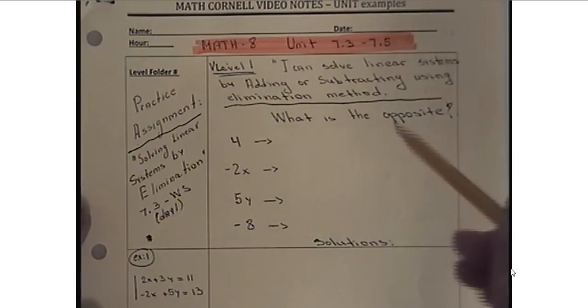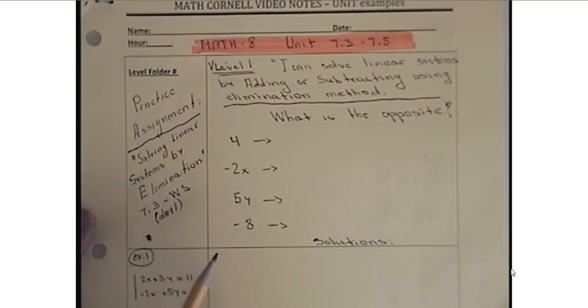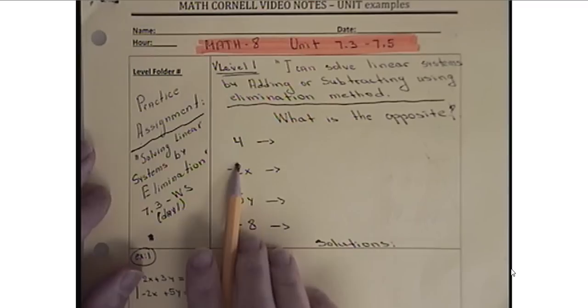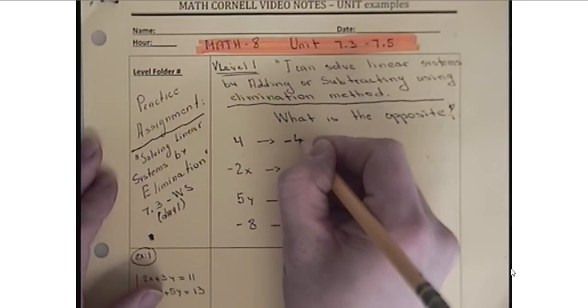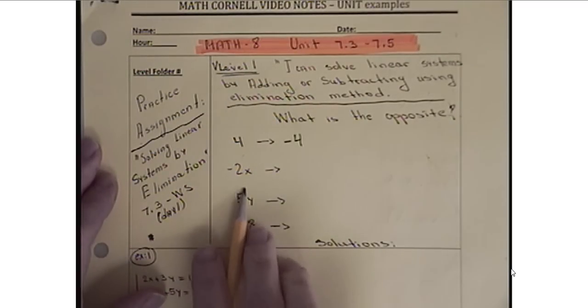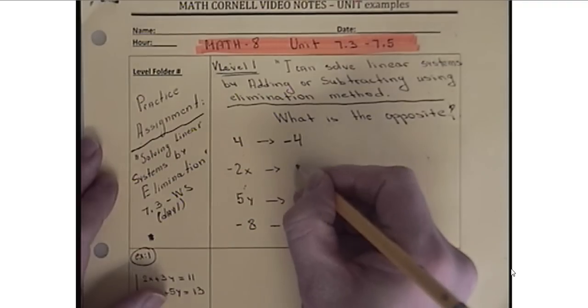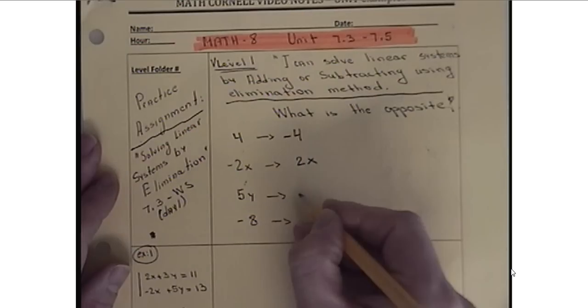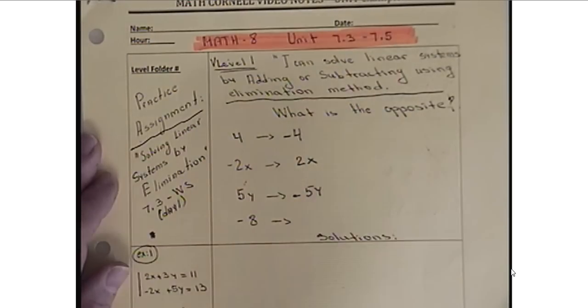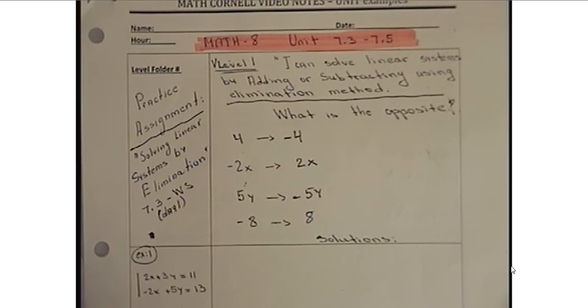So what is the opposite? We have given different terms, and you will say what the opposite of these terms will be. If I have positive 4, the opposite of positive 4 will be negative 4. If I have negative 2x, the opposite will be positive 2x. If I have 5y, the opposite will be negative 5y. If we have negative 8, then the opposite will be positive 8. Opposite normally stands for plus sign and minus sign.